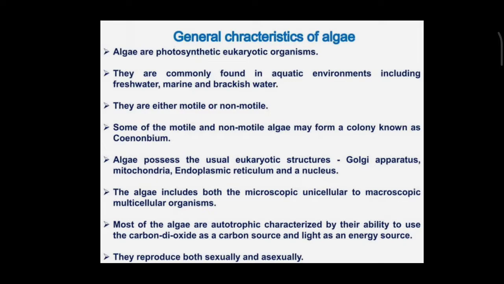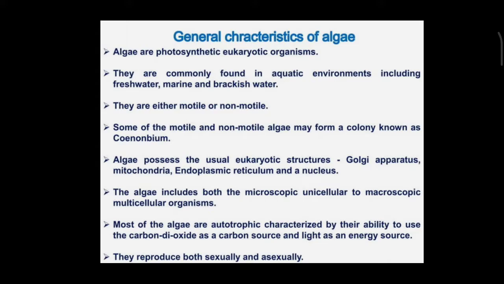They are commonly found in aquatic environments including freshwater, marine, and brackish water. They are either motile, some might have flagella so they can move from one place to another, or sometimes it will be a non-motile organism. Some of the motile and non-motile algae may form a colony known as coenobium. Algae possess the usual eukaryotic structures like Golgi apparatus, mitochondria, endoplasmic reticulum, and a nucleus.